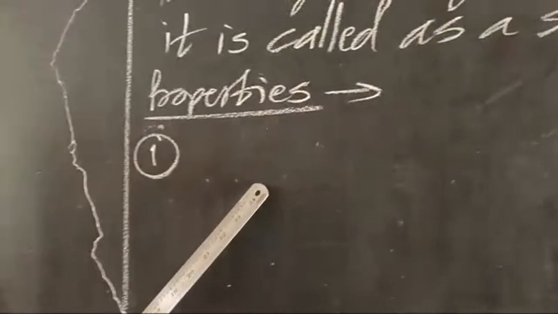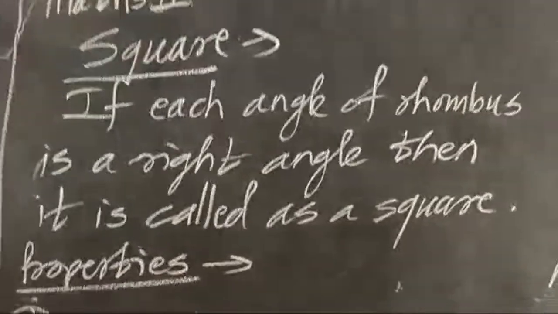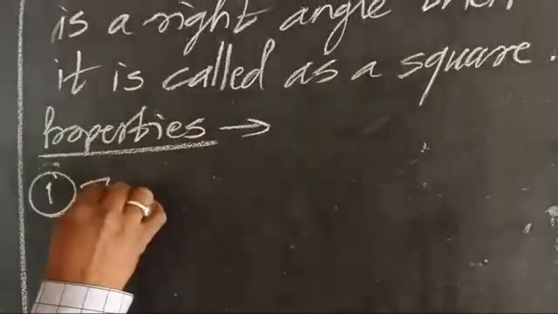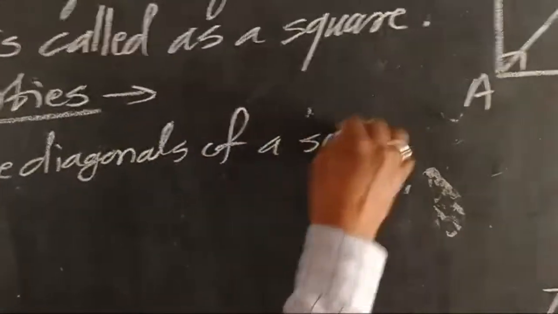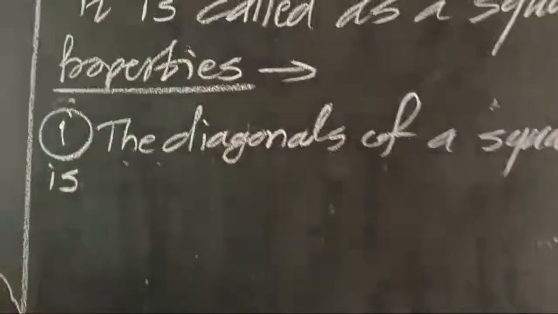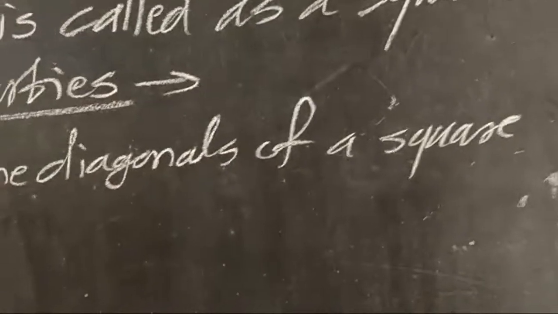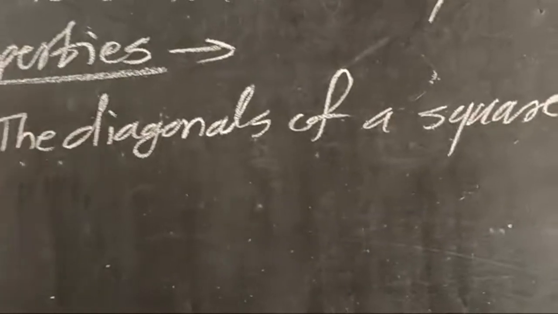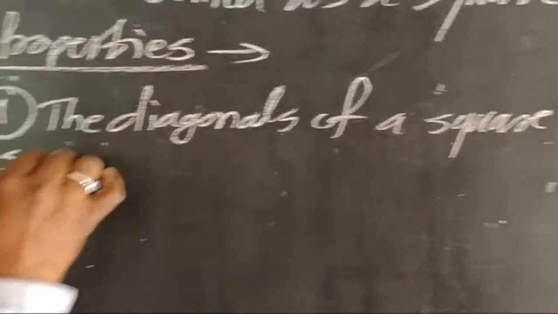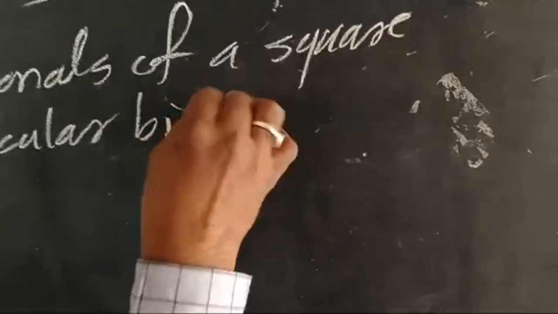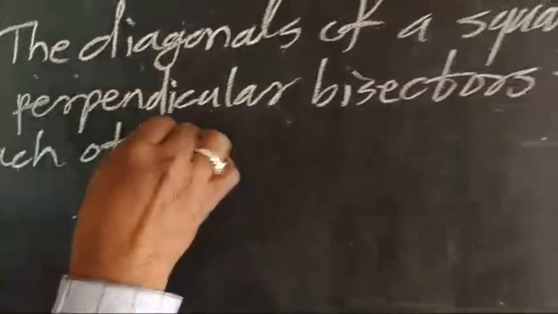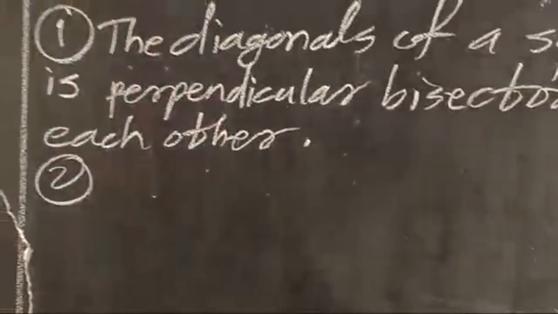Same property we write here for square. The diagonals of a square are perpendicular bisectors of each other. Second property.